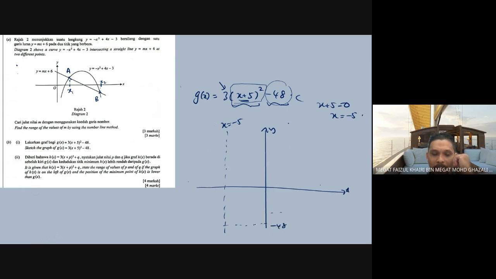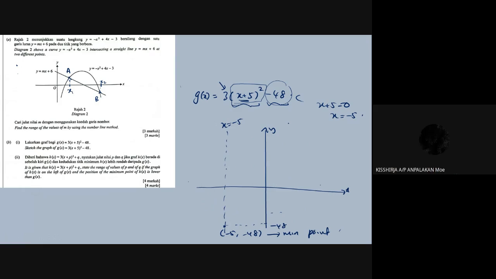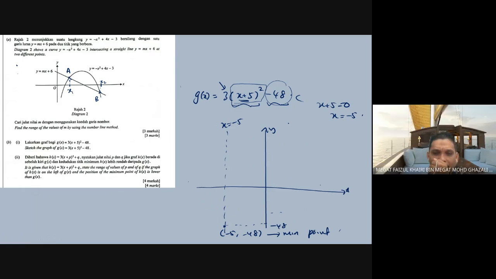Negative 48. So then, negative 5 and negative 48 is actually a minimum point, right? Yes. Okay, negative 48 is the minimum point. And also x equal to negative 5 is a line that divides one page into half. What do you call that? Symmetrical line.